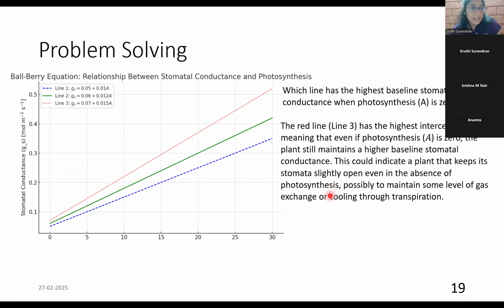Because the value is 0.07 out of the three lines, it has the highest value. What this means is that the plant is keeping the stomata slightly open even when photosynthesis is not happening, mainly to keep the transpiration process going on. And like I said, transpiration is not just water loss, it also helps in the cooling of the plant. So probably because of that requirement, the stomatal conductance value is such when photosynthesis is zero.